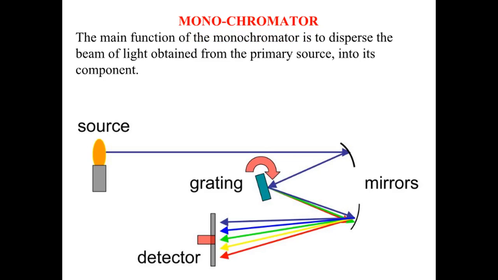The main function of the monochromator is to disperse the beam of light obtained from the primary source into its components. The principal components of a monochromator are an entrance slit, a collimating lens, a dispersing device, a focusing lens, and an exit slit.